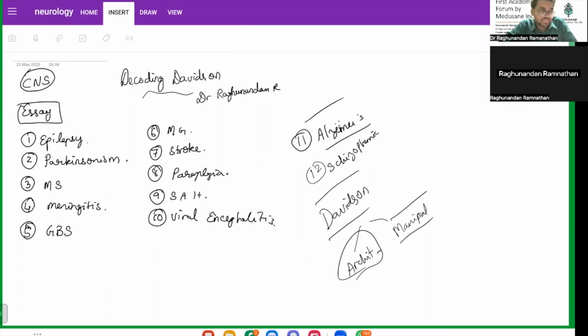So to start with, your Decoding Davidson series by Dr. Raghu here. Most of them will be using Davidson at the initial point of time. Then we will be failing to use it because of one particular reason: we will feel difficult to extract the answer from the Davidson and write in your exam. That is the reason why I am here to decode the essays from your Davidson, and I'm going to help you out with how to write in your exam.